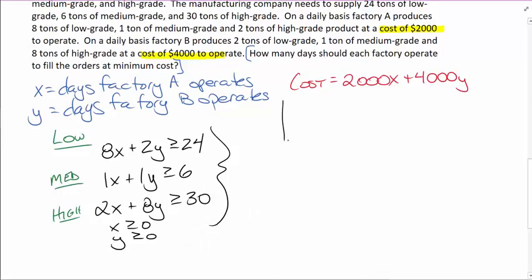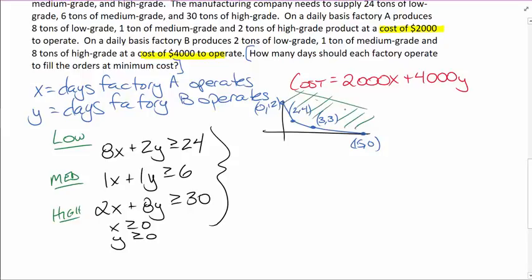Based on a rough sketch, the points that I care about are going to be roughly shaped like this. I care about 15, 0. I care about 0, 12. I care about 2, 4. And finally, I care about the point 3, 3. Shaded above that is all other possible solutions, but they will not help me minimize cost.